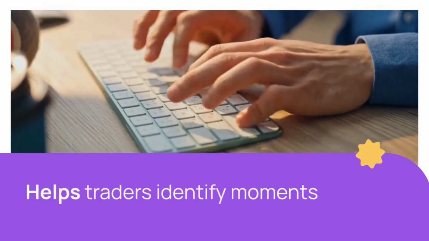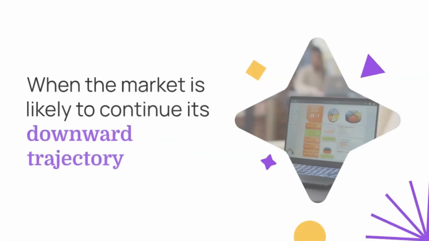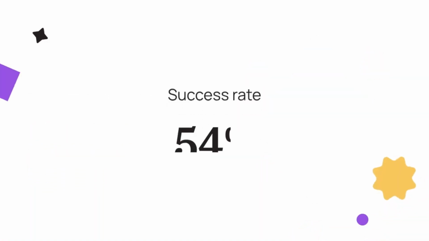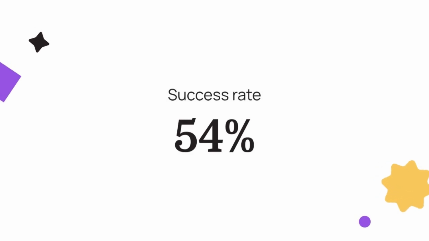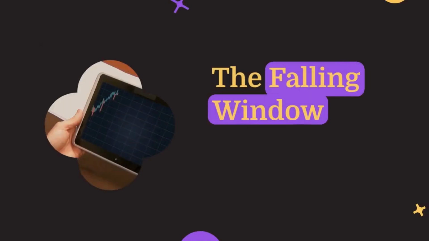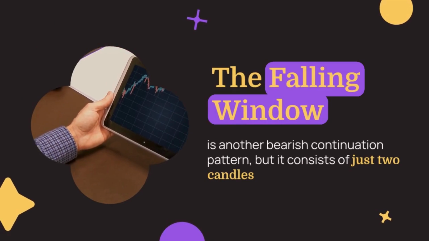The downside Tasuki gap is significant because it helps traders identify moments when the market is likely to continue its downward trajectory. With a success rate of 54%, it provides a moderate level of reliability for those looking to capitalize on bearish market movements. The falling window is another bearish continuation pattern, but it consists of just 2 candles.